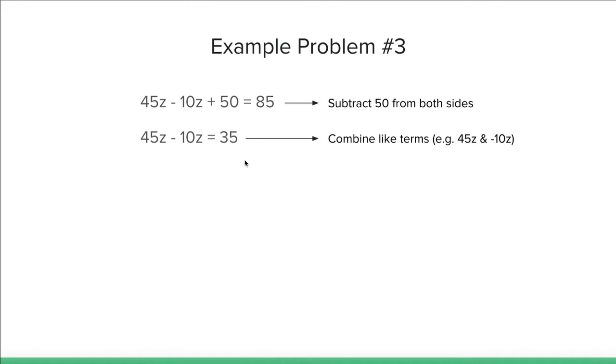Okay. After you do that, you end up with 35z is equal to 35. The next step is pretty obvious, and it is to divide both sides by 35. You end up with z is equal to 1.